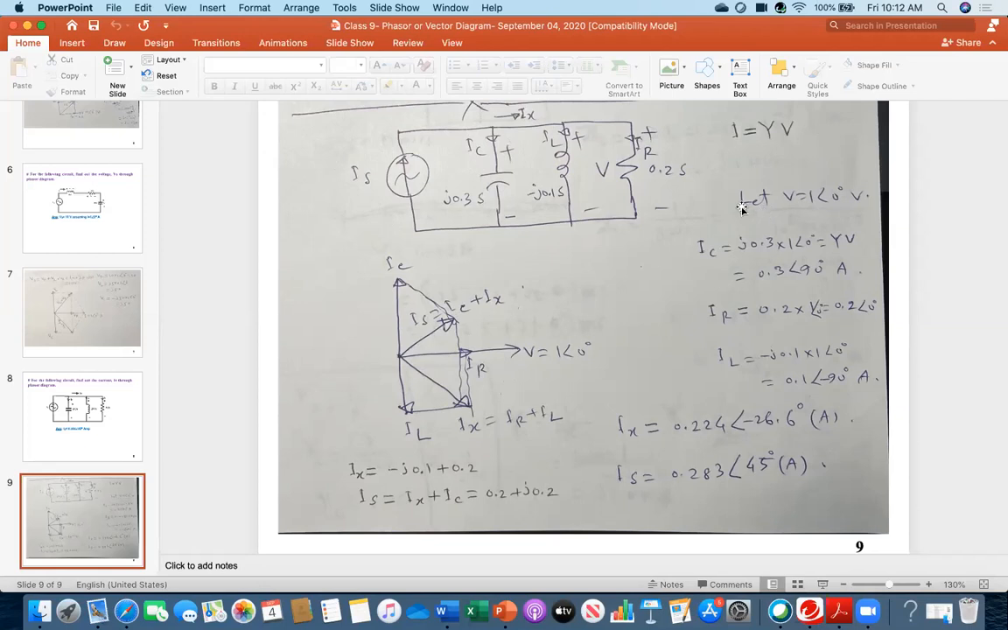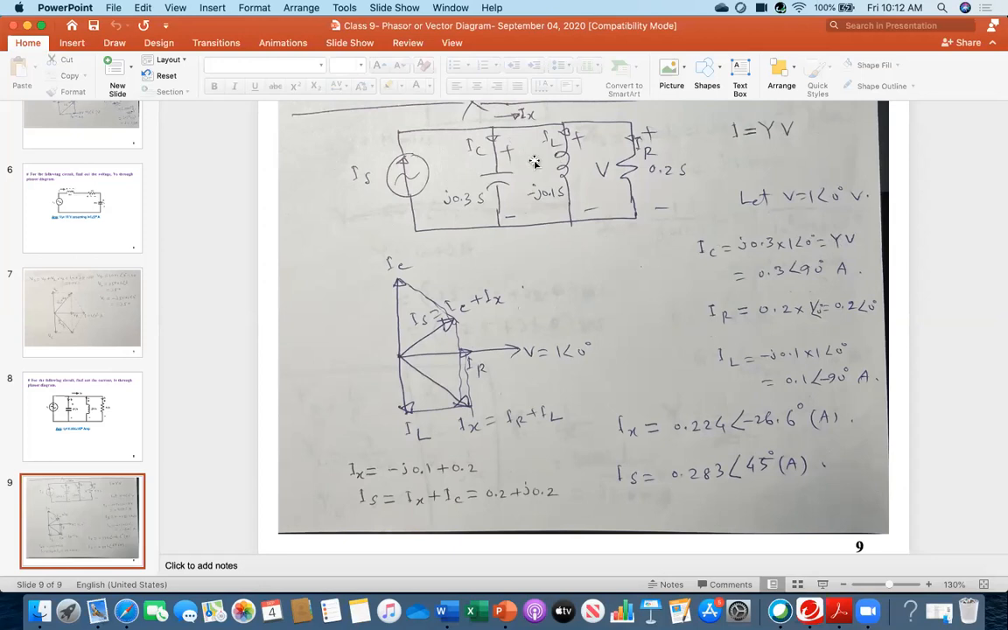Now come back. We assumed voltage at an angle of 0. Then just find the three currents: what is IC, what is IL, what is IR. Because this is a parallel circuit, what is my equation? I equals YV. What is Y? Admittance. Because the admittances are directly given in Siemens, and then V. So IC is j0.3 Siemens multiplied by voltage V. That is YV. So from here I got j0.3, or in other words 0.3 angle 90 degrees.